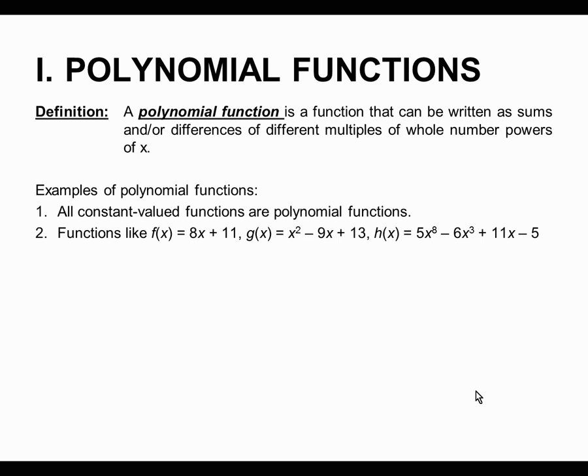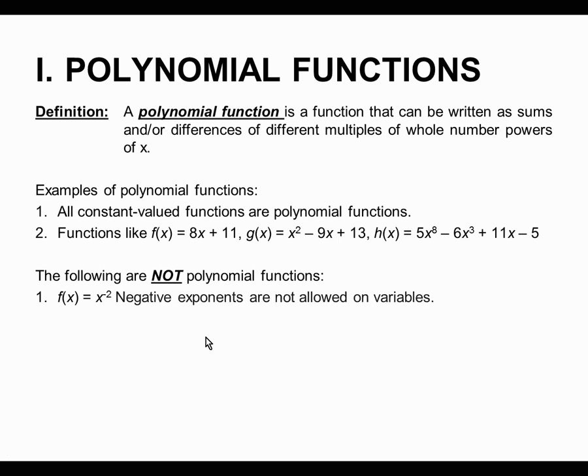We can look at examples of things that aren't polynomial functions. The following are not polynomial functions, and we'll also state why. Our first one: f of x equals x to the minus 2. The reason it's not a polynomial function is that you are not allowed to have negative exponents on variables. It's okay to have a negative exponent on a number, but not on the variables. For polynomial functions, all the restrictions are on the variables, not the numbers, because all numbers, no matter what the number is, are polynomial functions.